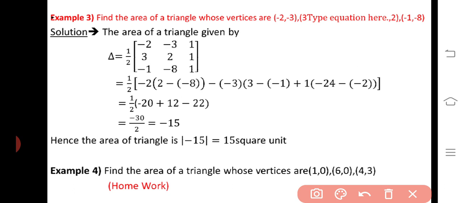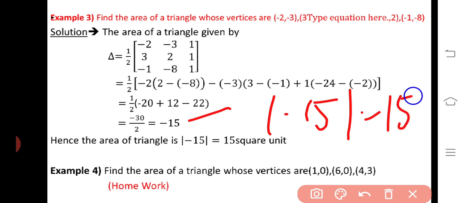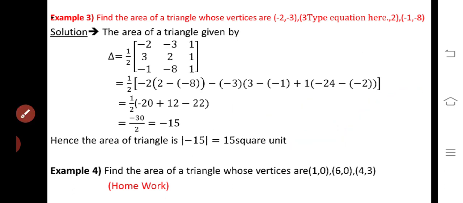But yesterday I gave a note: since area is a positive quantity, we always take the absolute value. Absolute value means you have to take the positive value. Here the answer is minus 15, but absolute value means you have to take the modulus of minus 15. You always take the positive value, which is 15 square units.